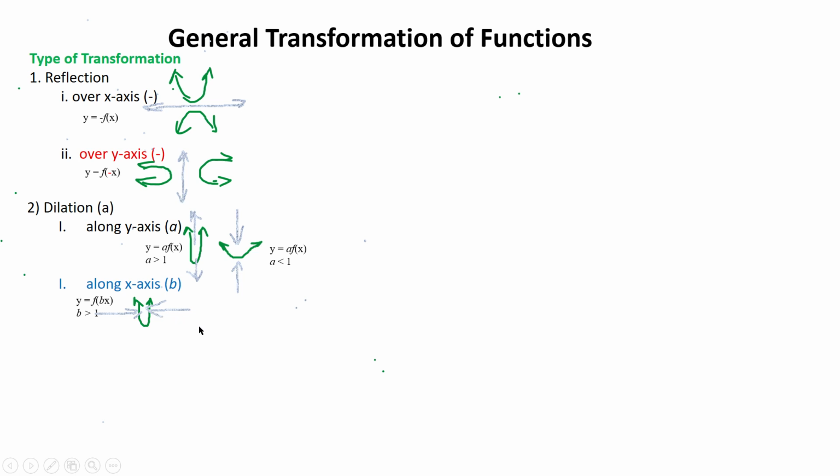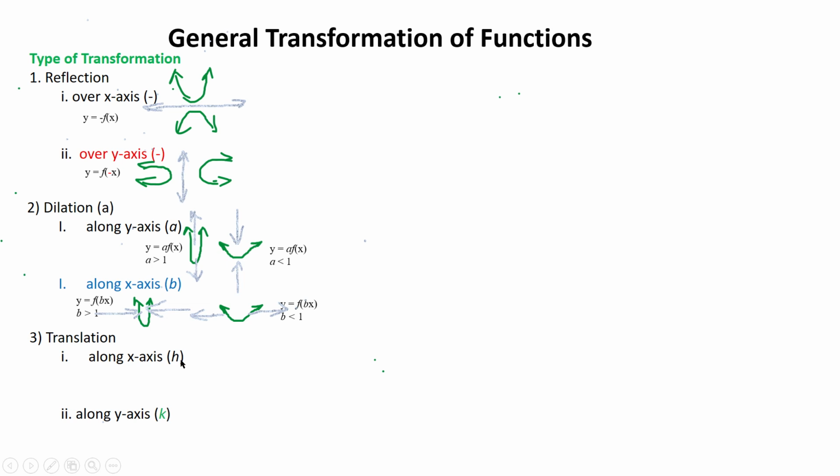Another type of dilation along the x-axis is the one that is horizontally stretched. When you stretch a graph horizontally, it becomes wider, and the equation for that will be y equals f of bx, with the b multiplying the x directly inside the parentheses. In this case, b must be less than 1. Whenever you have a b less than 1, like 1 over 2 or 0.2, then you know that a horizontal stretch has happened.